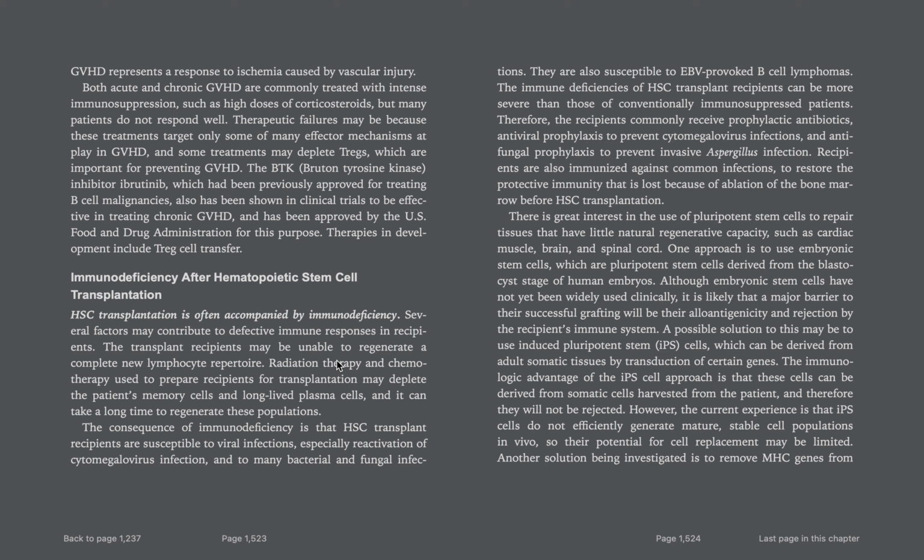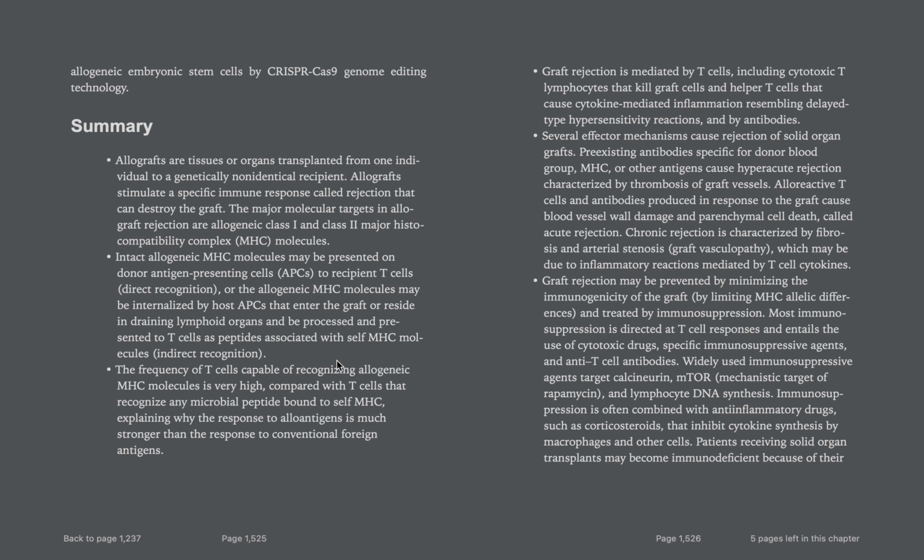The immunologic advantage of the induced pluripotent stem cell approach is that these cells can be derived from somatic cells harvested from the patients, and therefore they will not be rejected. However, the current experience is that induced pluripotent stem cells do not efficiently generate a mature, stable population in vivo, so their potential for cell replacement may be limited. Another solution being investigated is to remove major histocompatibility genes from allogenic embryonic stem cells by CRISPR-Cas9 genome editing technology.